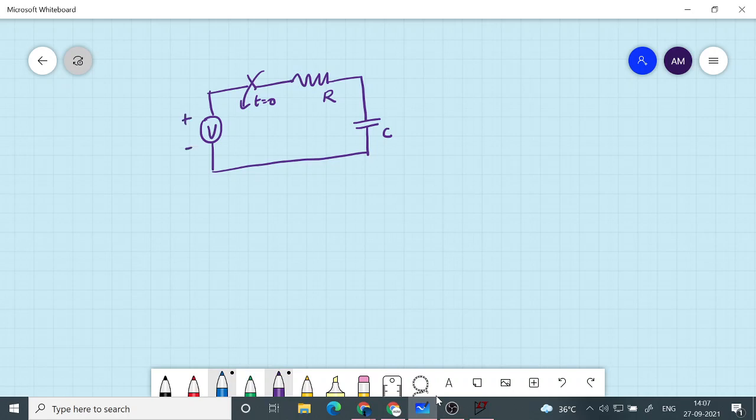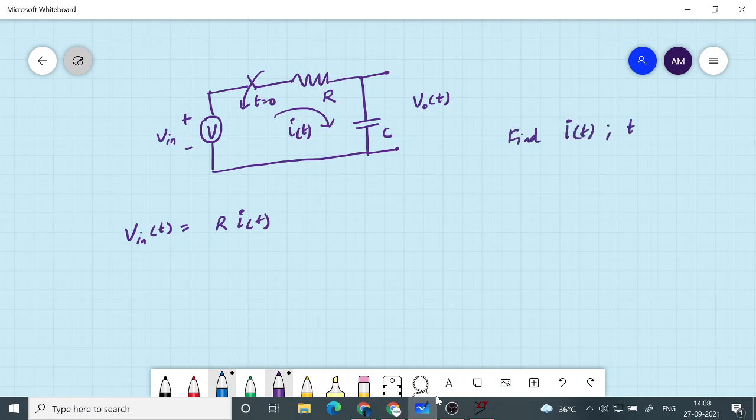So the first step is that I will take this as the output, and this one I will take as the input. So you write KVL: V in of t is equal to R into I of t. So I of t is the current that flows, which is what we want to find out. So find I of t for t greater than or equal to 0. So V in of t, this applied voltage, is equal to R into I of t.